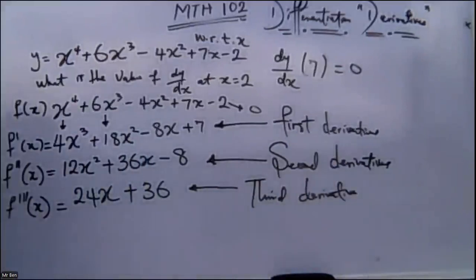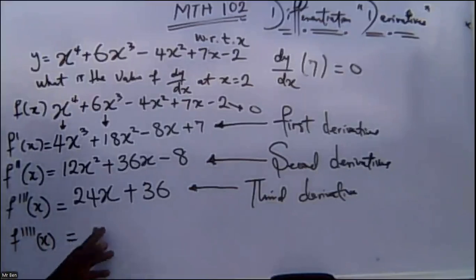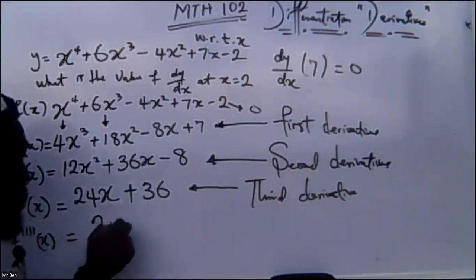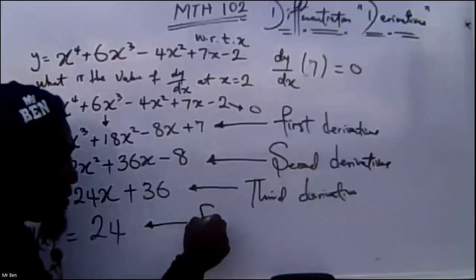So let's find the fourth derivative. f prime prime prime prime x, the fourth derivative. So the fourth derivative will be what? 24. That's all. That's the fourth derivative.